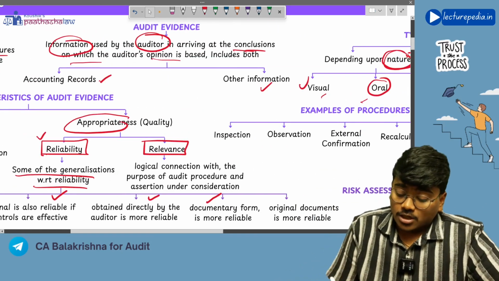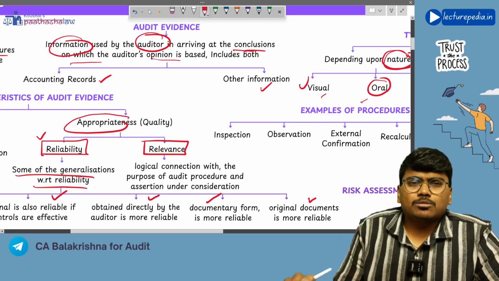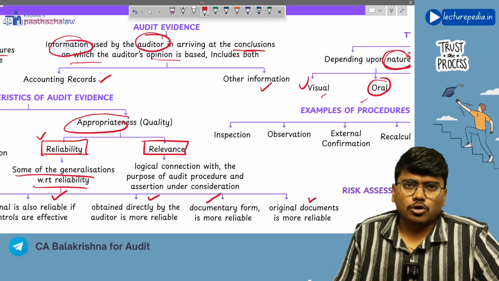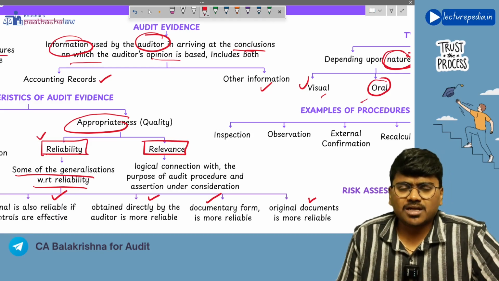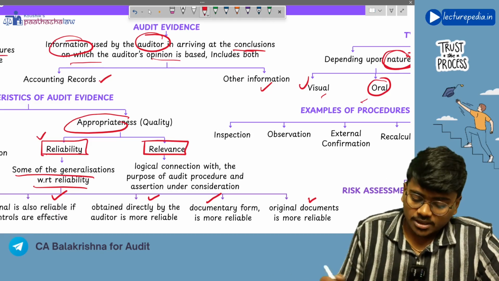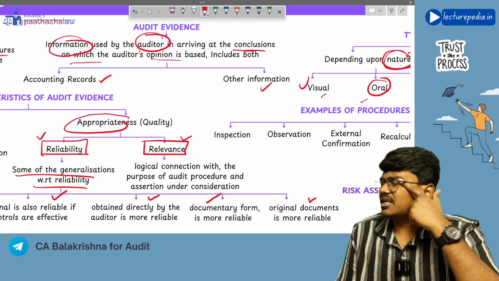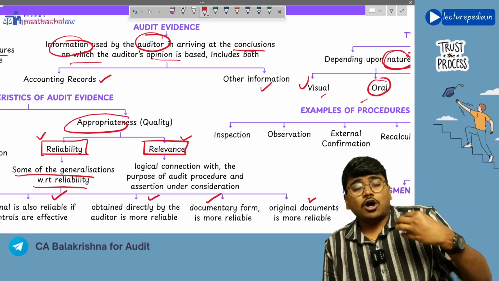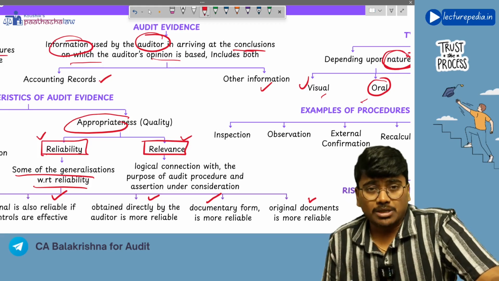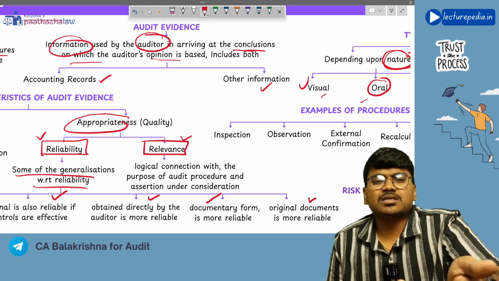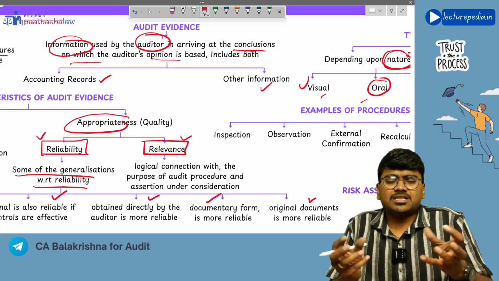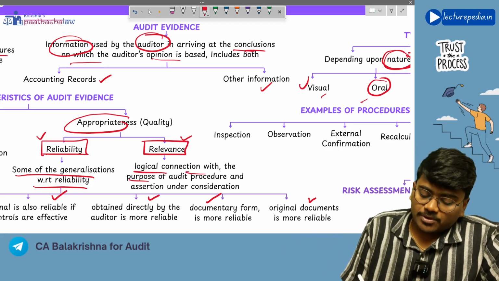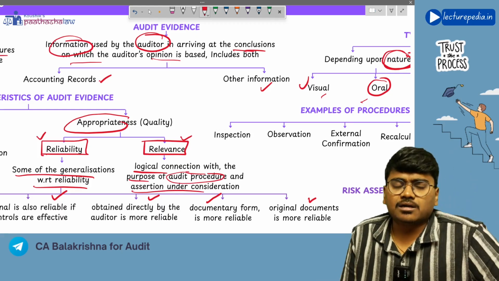And finally, evidence through original documents is more reliable than xerox copies or photocopies. These are the 5 generalizations with respect to reliability. And coming to relevance, relevance is nothing but whether this audit evidence will be suitable or appropriate for my purpose. Relevance is nothing but suitability, that is, the logical connection with the purpose of the audit procedure and the assertion under consideration.